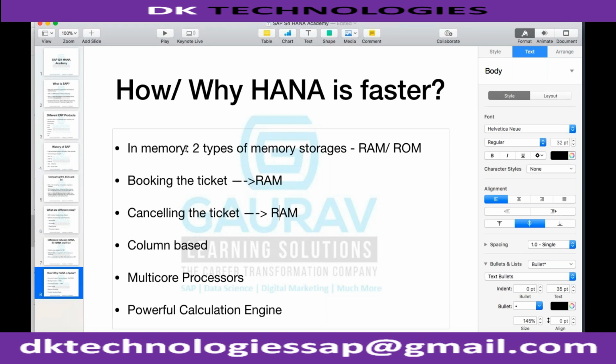right? That is the reason it is called as in-memory computing. In-memory computing means instead of storing the data in ROM, we will store the data directly in RAM. So I'm just removing all these things. I hope you understood this.